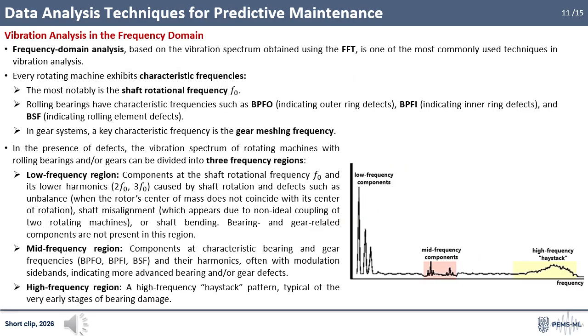Frequency domain analysis, based on the vibration spectrum obtained using the FFT, is one of the most widely used techniques in vibration analysis. In the vibration spectrum, 3 frequency regions can be identified. The low-frequency region contains components related to shaft rotation and defects, such as unbalance, misalignment, or shaft bending. The high-frequency region is particularly important because it enables early detection of bearing and gear defects. The mid-frequency region contains components at characteristic bearing and gear frequencies and their harmonics, often accompanied by modulation sidebands, indicating more advanced bearing and gear damage.